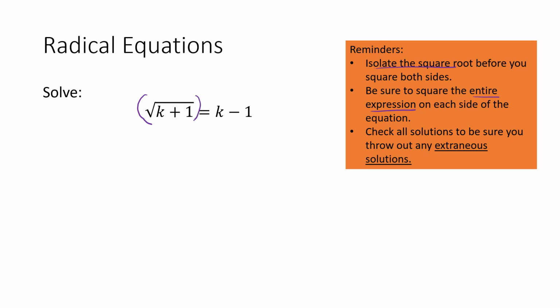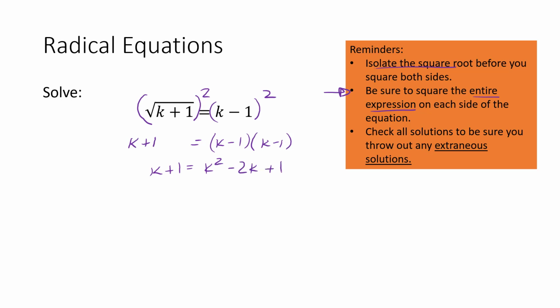So I'm just going to square both sides. I'm going to be really careful about this second one as I do this. So on this side, I've got k plus 1. And on this side, I've got k minus 1 squared, which means k minus 1 times k minus 1. Be sure that you FOIL this all out or use the matrix method. So I've got k plus 1 equals k squared minus 2k plus 1.